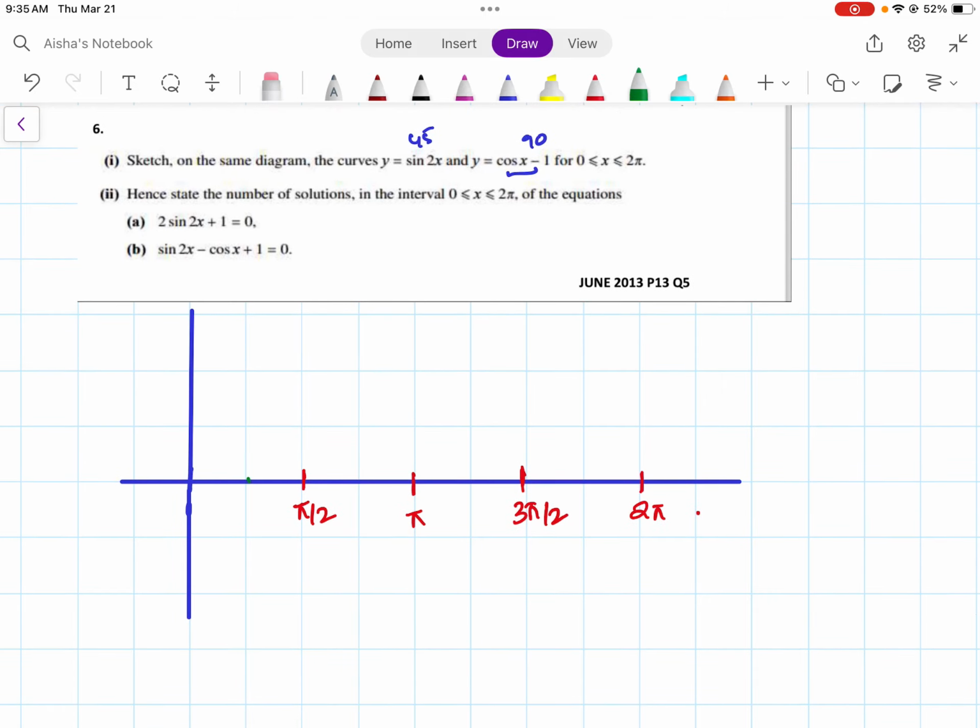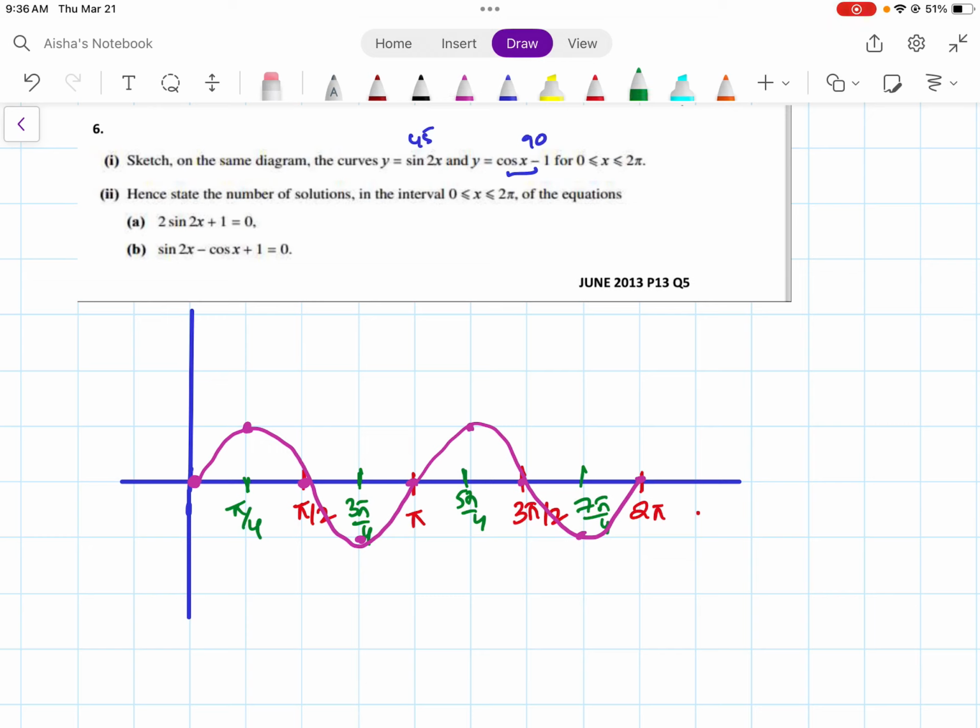Now, the other intervals are pi by 4, 3 pi by 4, 5 pi by 4, then 7 pi by 4. When I do sine 2x, it's going to be 0, 1, 0, minus 1, 0, 1, 0, minus 1, and then 0 again. The purple graph is of sine 2x.